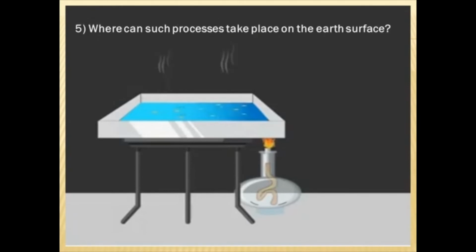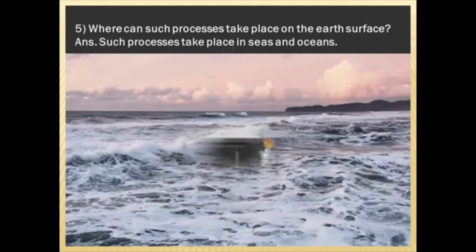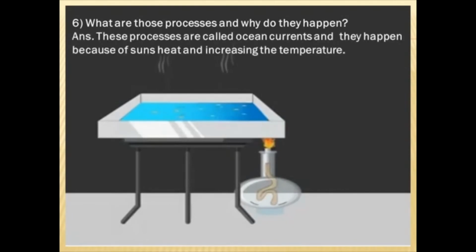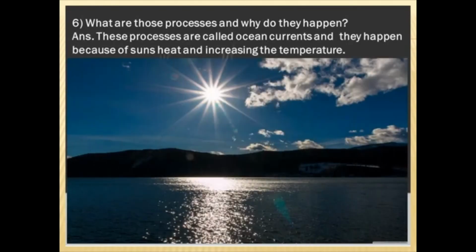Where can such processes take place on the Earth's surface? Answer: Such processes take place in the seas and the oceans. What are those processes and why do they happen? Answer: These processes are called ocean currents and they happen because of the sun's heat and the increase in temperature.